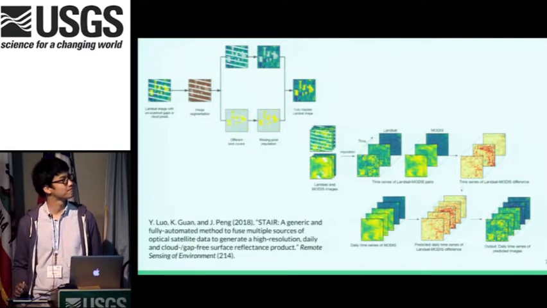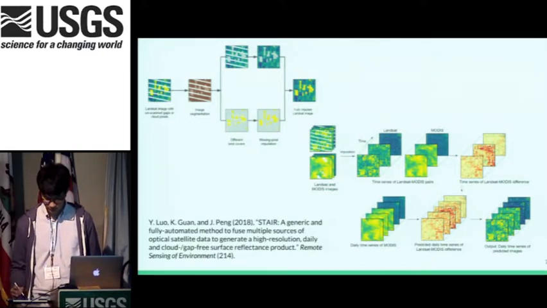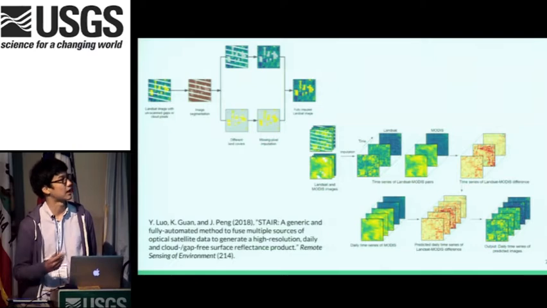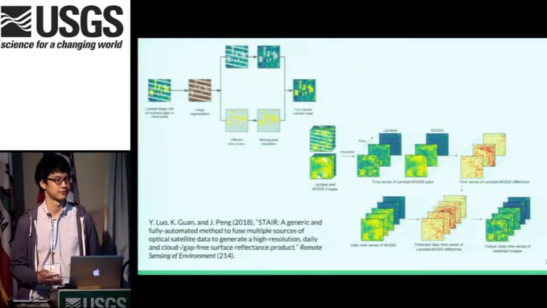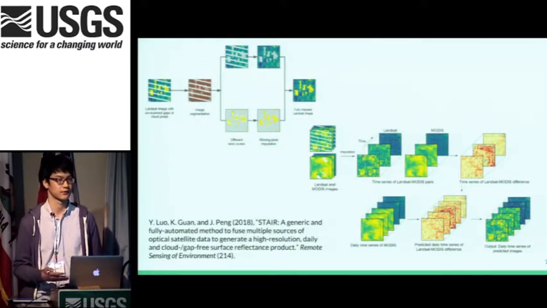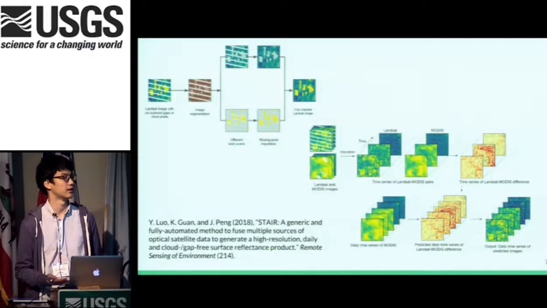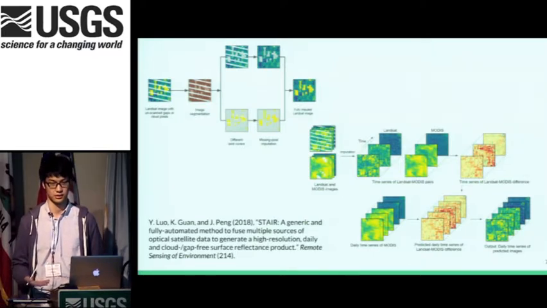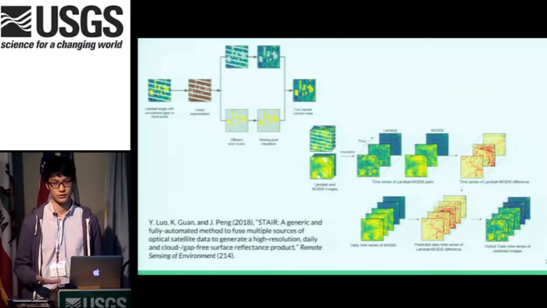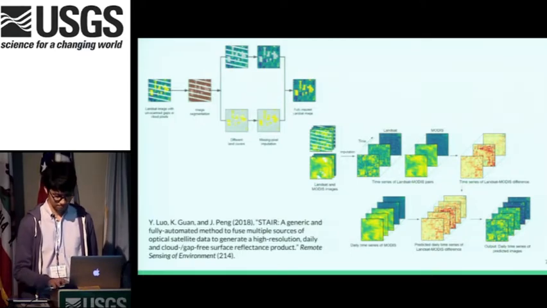Those are two workflows from Yunan's paper. So basically we have a really good gap filling algorithm that's robust for any kind of cloud fraction. And then we use the MODIS NBAR data to capture the general time series trend, and use Landsat to capture the higher resolution spatial detail.